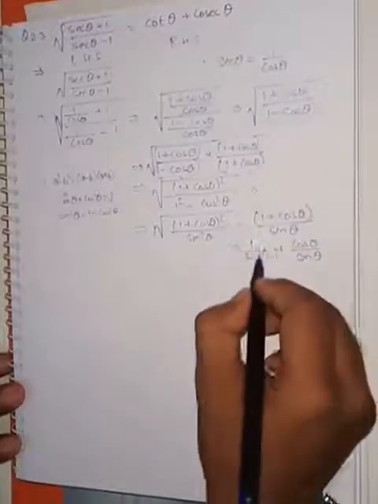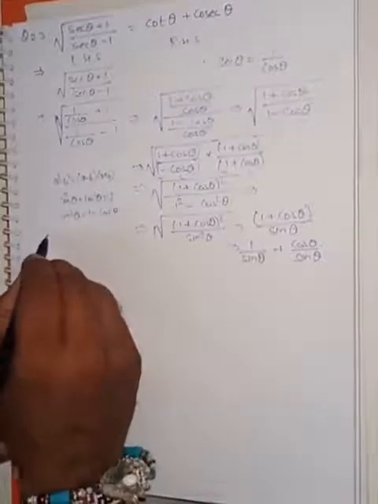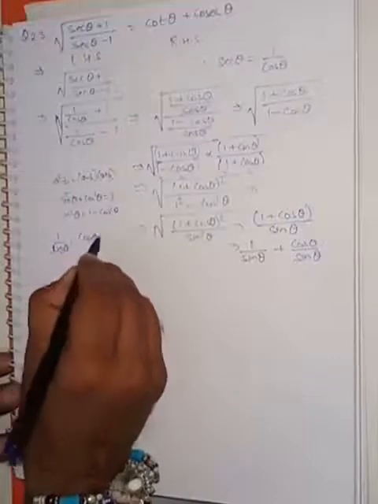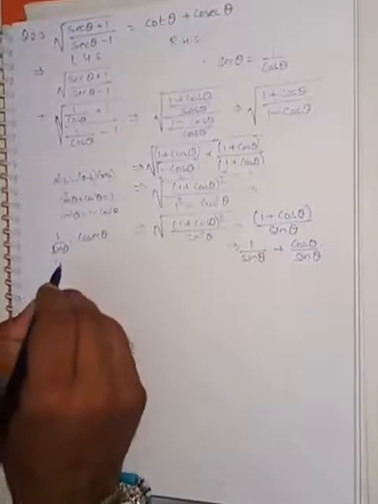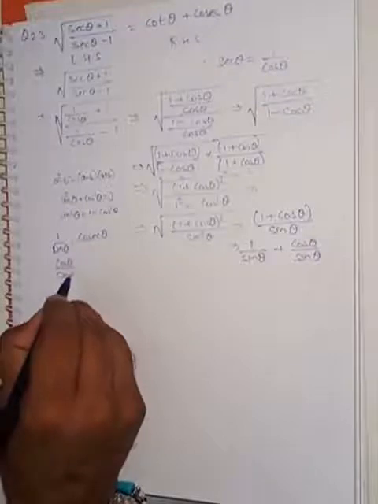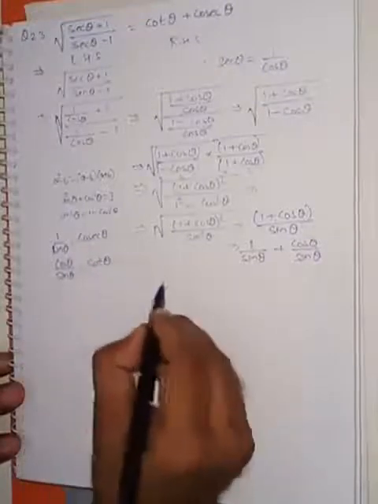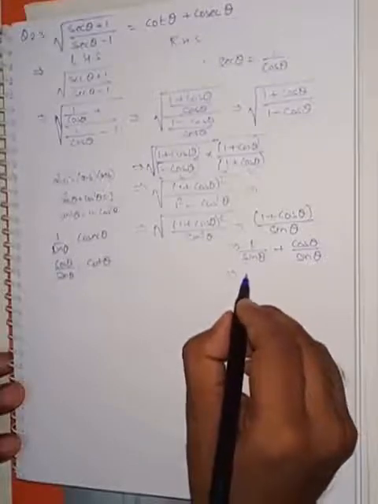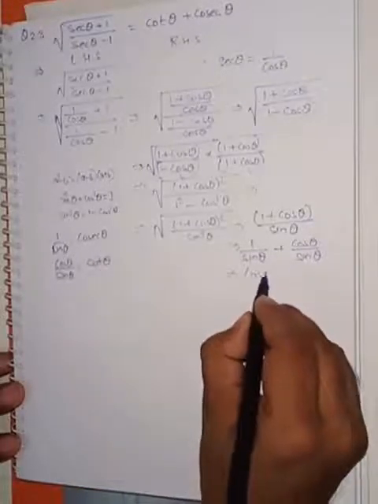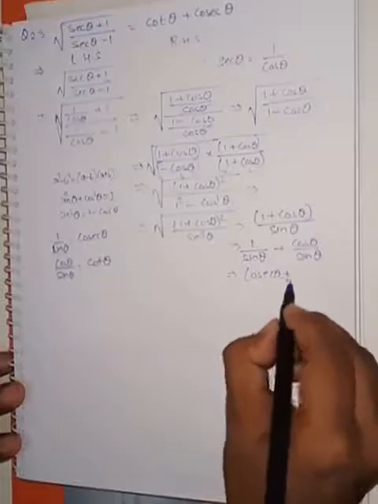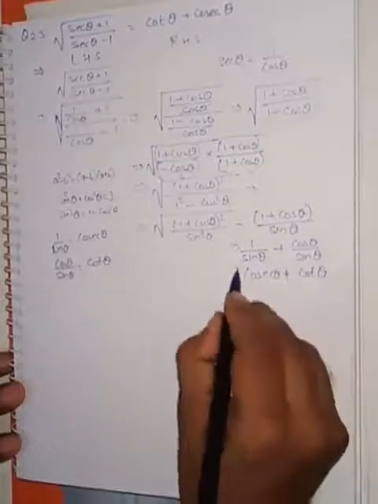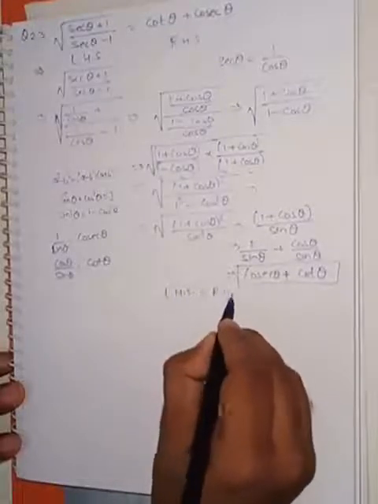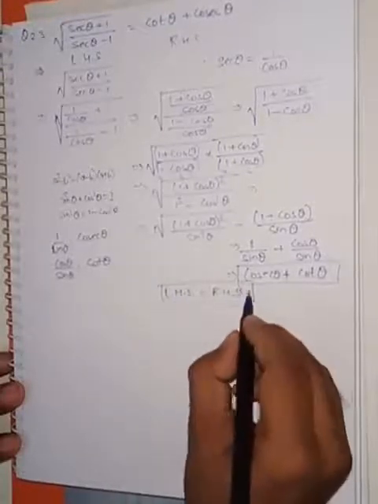So I can write that 1 by sin theta as cosec theta. We knew that 1 by sin theta is equal to cosec theta, and cos theta divided by sin theta is equal to cot theta. So by putting these values, we can put 1 by sin theta as cosec theta, and cos by sin theta is equal to cot theta. So here we get our left hand side equal to right hand side. Okay, hence proved.